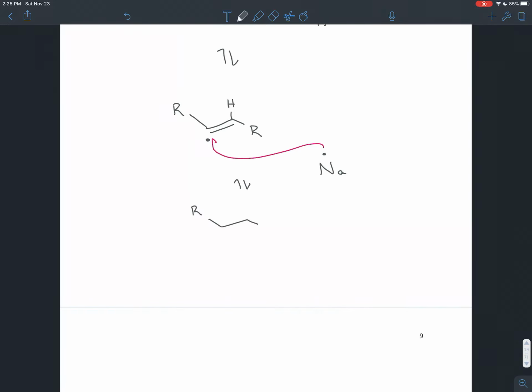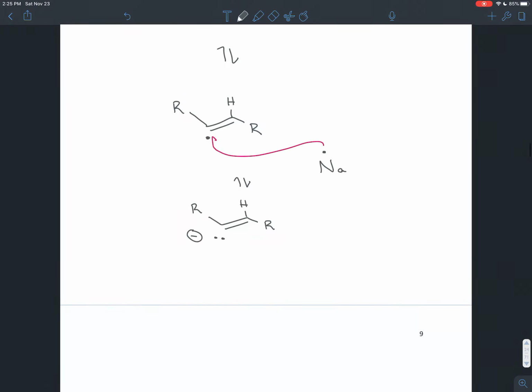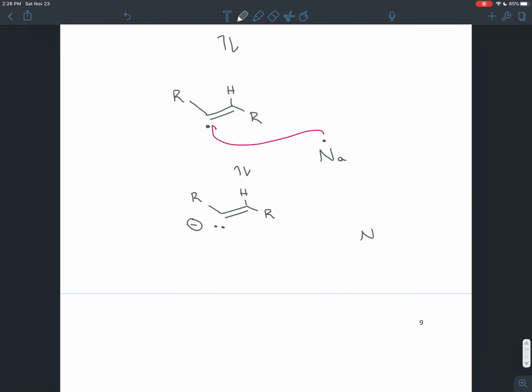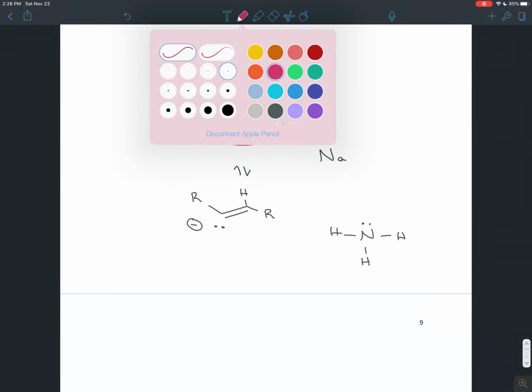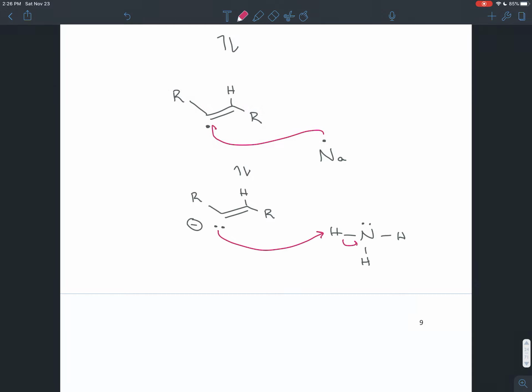What you end up with after that step is a full negative charge. A full negative charge. And so, once you have that full negative charge, you just get another molecule of ammonia that comes in. And you do a proton transfer that steals the hydrogen, the electrons in the bond go back on the nitrogen, and you end up with an alkene onto which you've added 2 hydrogens.